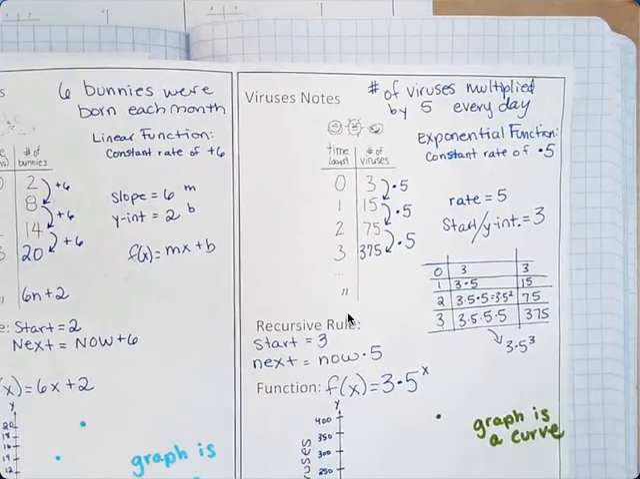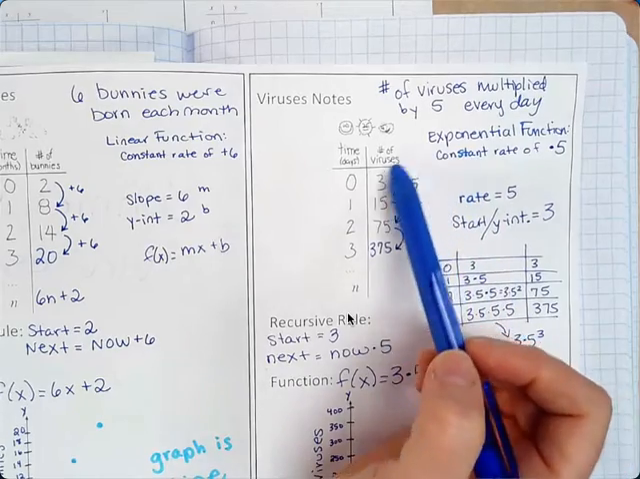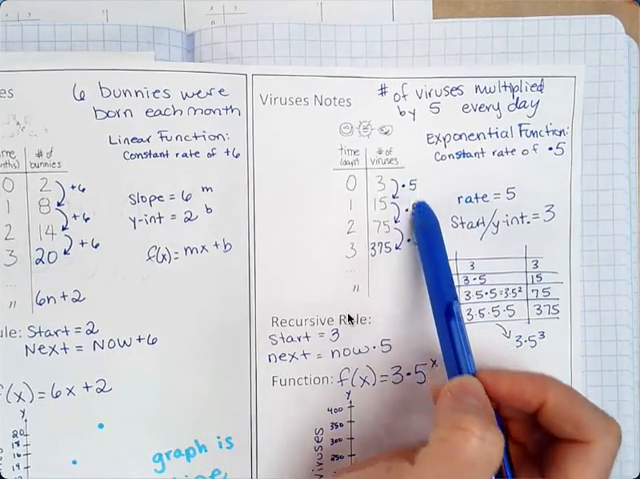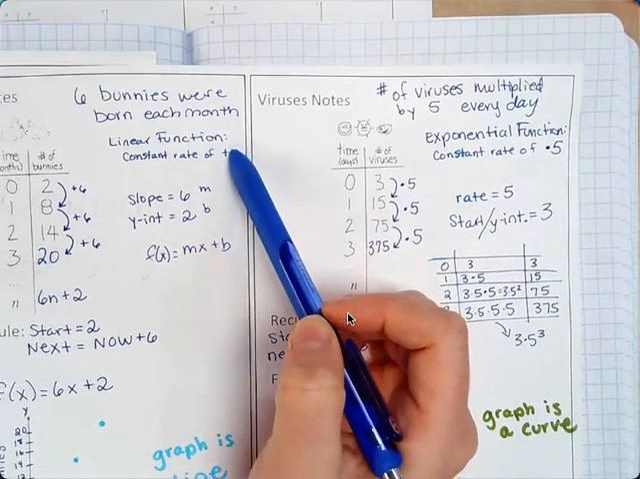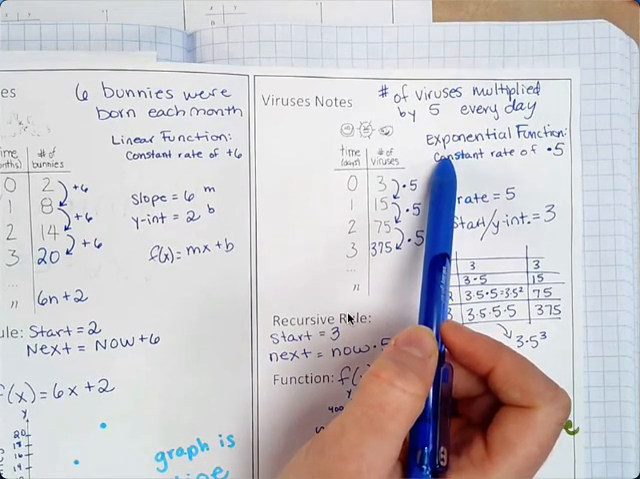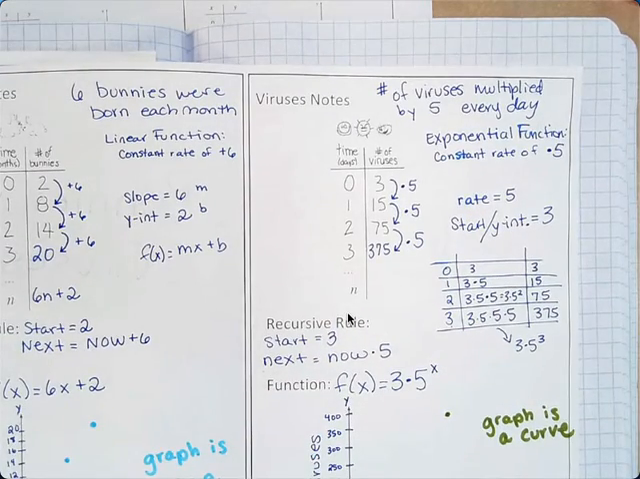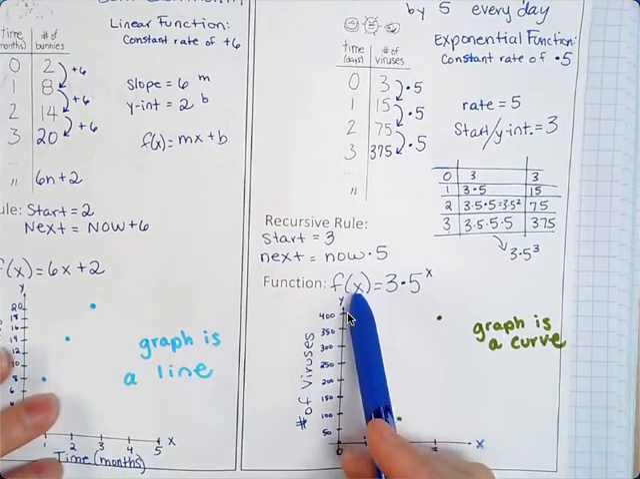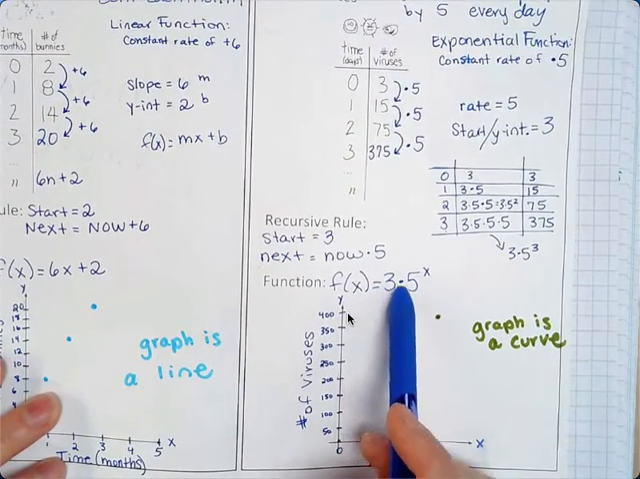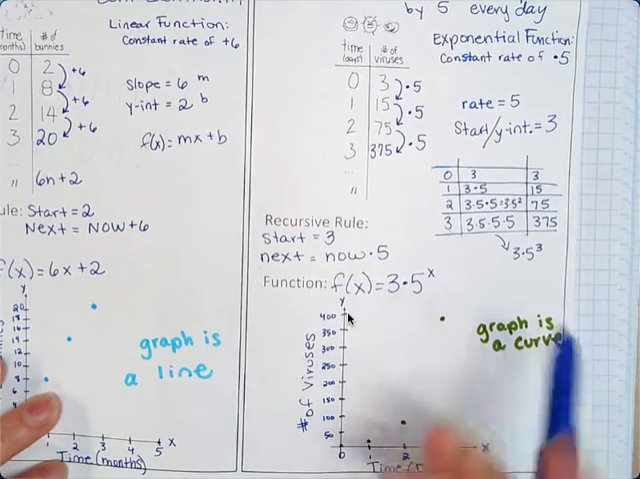Then the viruses, they multiplied by 5 every day. So that actually is a constant rate of multiplying by 5 rather than addition or subtraction. So this is an exponential function. It's going to increase rapidly. You can also think about it increasing exponentially. Whenever you write your function rule, you write your start amount times your rate to the x power.